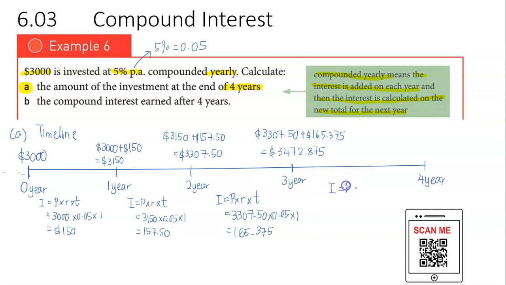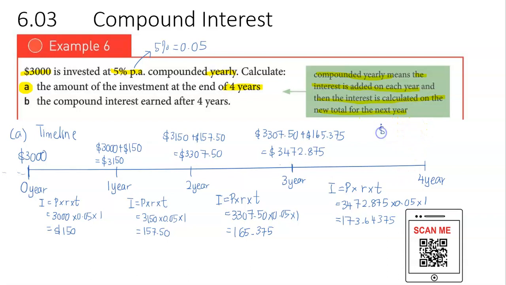So continue, find the 4th year interest value over here. I equals to P times R times T. Your principal will be 3472.875 times 0.05 times 1 again. So you will get your interest value, quite a big number, 173.64375. You give more decimal places as this is not your final answer yet.